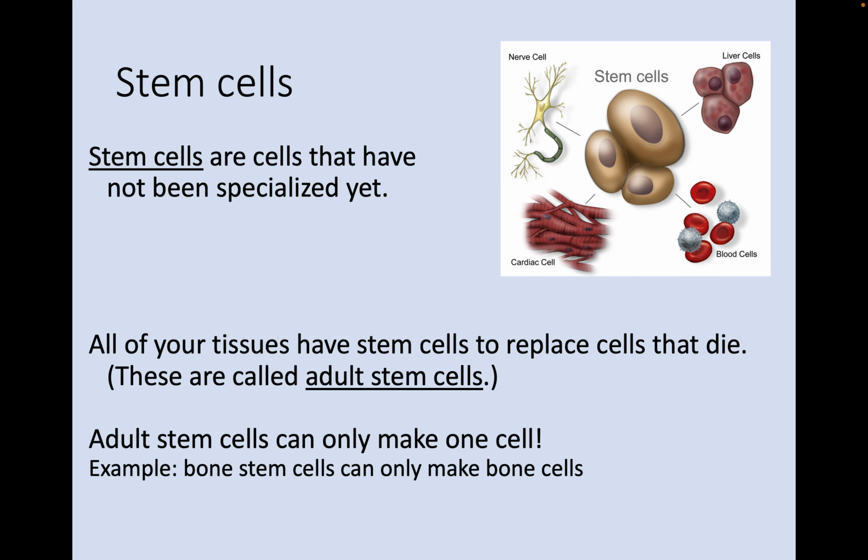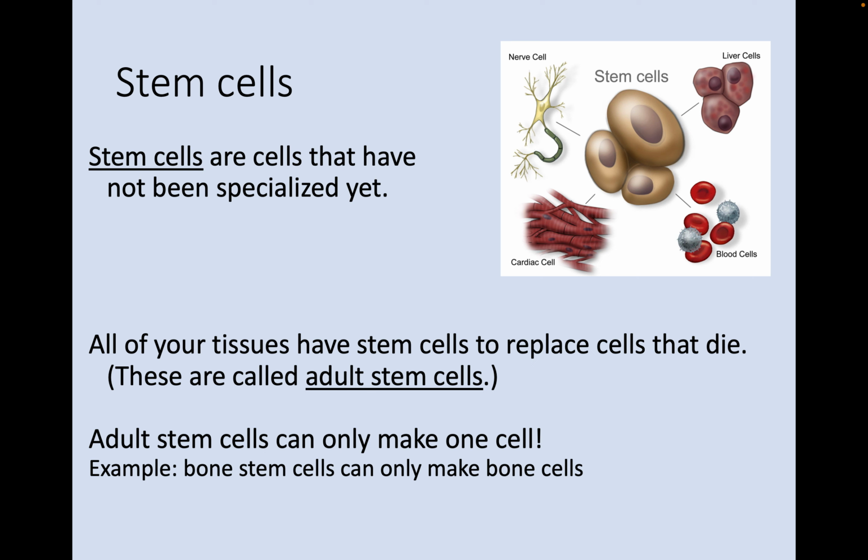Stem cells. So in your body right now, you have stem cells. They are there to replace tissues, replace cells as they die. The ones that you have in your body are called adult stem cells. Whether you consider yourself an adult or not, that's just what they're called. These stem cells, your adult stem cells, can only make one kind of cell. So bone stem cells can only make bone cells. Skin stem cells can only make skin cells.